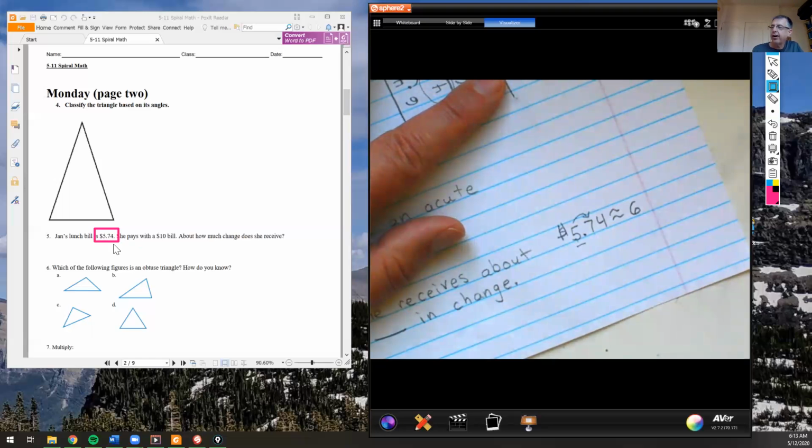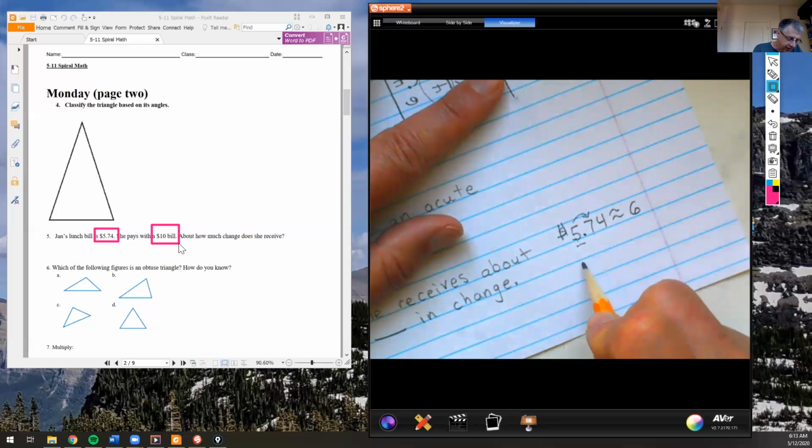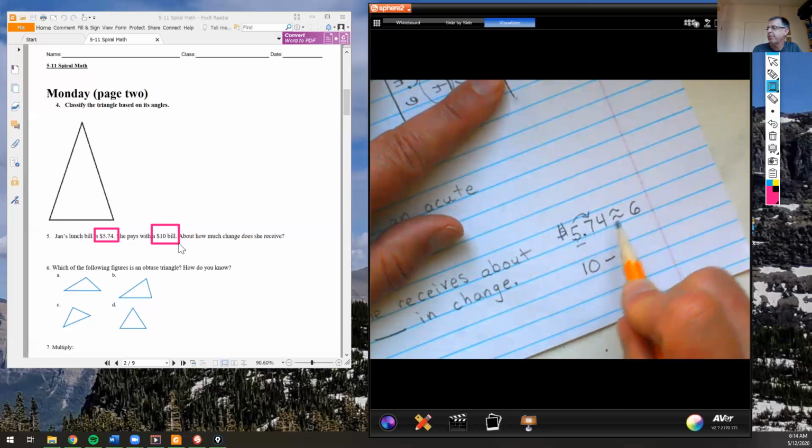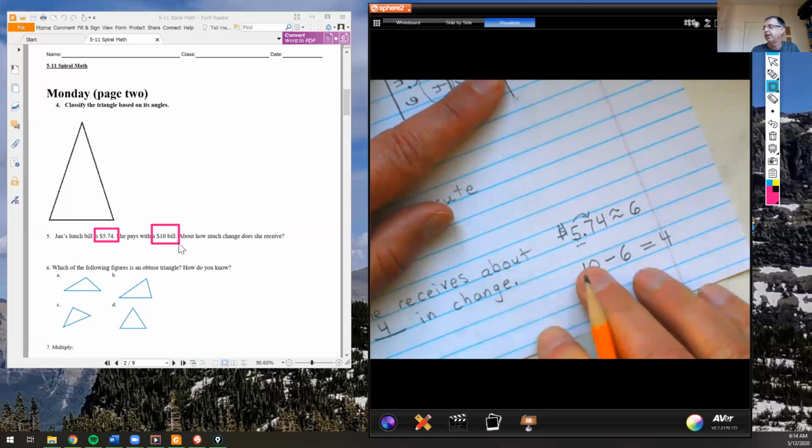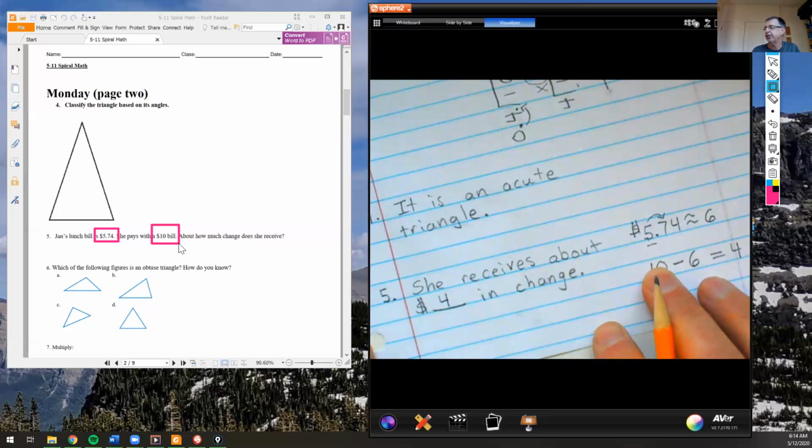Now, over here on the other part of the word problem, it says she pays with a $10 bill. I really don't need to round that. It's already a nice whole number without any decimals, so it's pretty easy to do in my head when I subtract. So I'll take the $10 and subtract the $6, because $5.74 is about $6. So that's my rounded amount. 10 minus 6 is $4. So she receives about $4 in change.